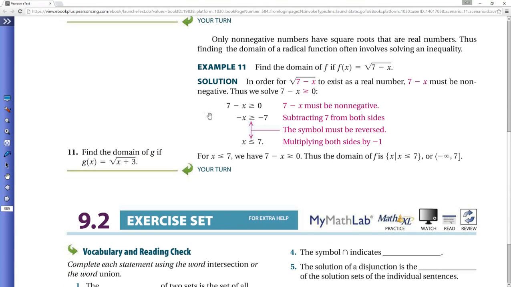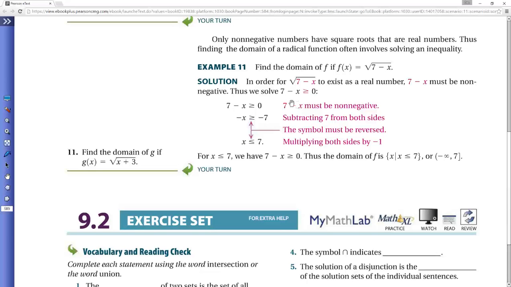Let's look at example 11 here. It says find the domain of f of x is equal to the square root, that square root symbol, of this expression 7 minus x. Well, in order for the square root of 7 minus x to exist as a real number, and there's another number set that deals with the other thing, I can't have a negative number underneath this square root symbol. We haven't worked on number systems where we can have like the square root of a negative 4. But I can do the square root of 4. So it's saying this must not be negative.